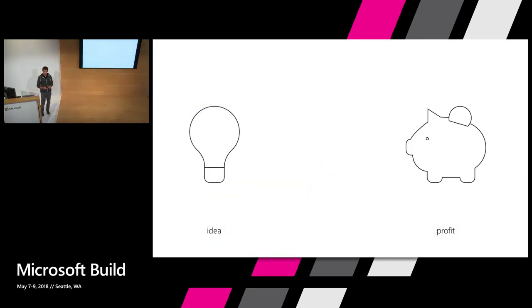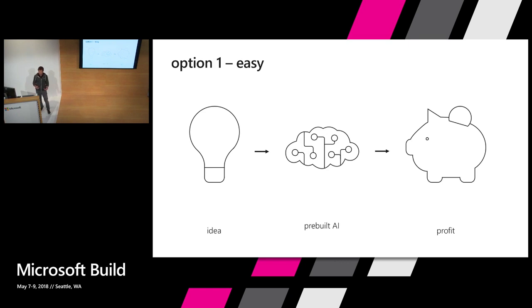So the big question that probably most people have is, I've got this idea, I think AI might apply. I want to figure out how to actually take this idea and build it and create some profit, right? How do we do this? So the easiest way is just to use the pre-built AI, like cognitive services or a model that you might find in a model gallery, a model zoo. People call these things a lot of different things.